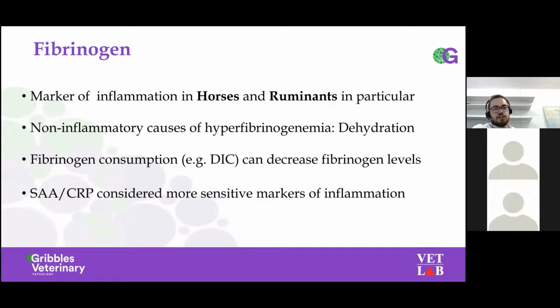So our other acute phase proteins, particularly SAA and CRP, are considered our more sensitive markers of inflammation, even in comparison to fibrinogen.